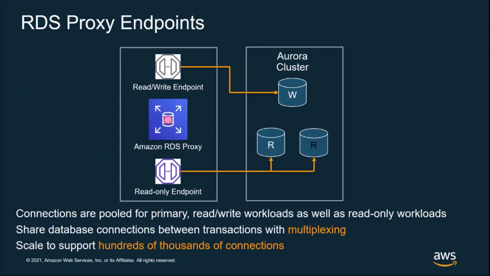A proxy has a default endpoint. You connect to this endpoint when you work with the RDS database instance or Aurora database cluster, instead of connecting to the read or write endpoint that connects directly to the instance or cluster. The special purpose endpoint for an Aurora cluster is still available.